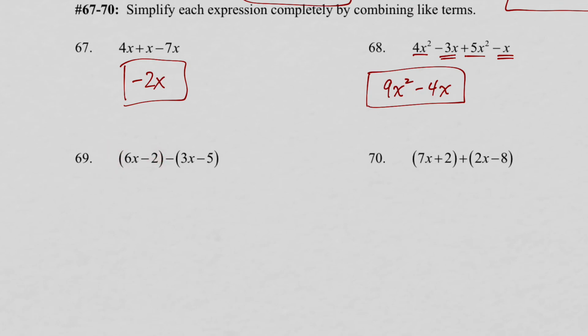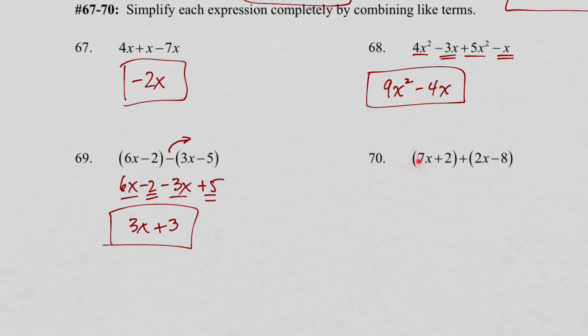These parentheses are redundant and can be removed. But then this negative is going to distribute, and it's going to give me a negative 3x plus 5. And then I'll combine like terms. This and this combine to 3x, and this gives us plus 3.